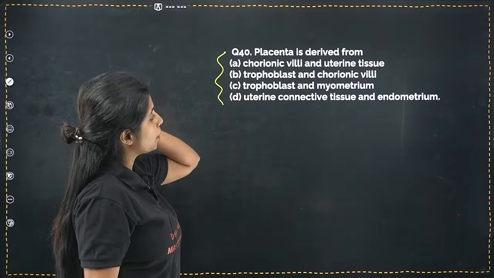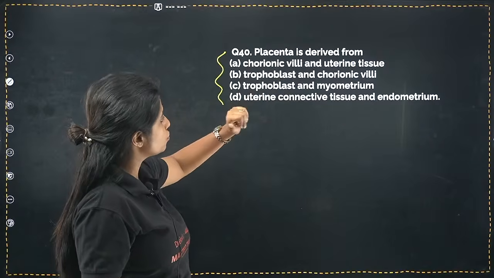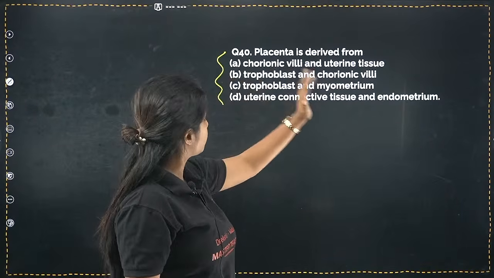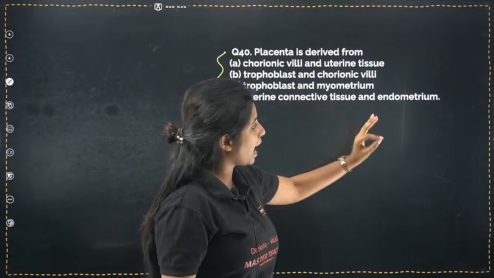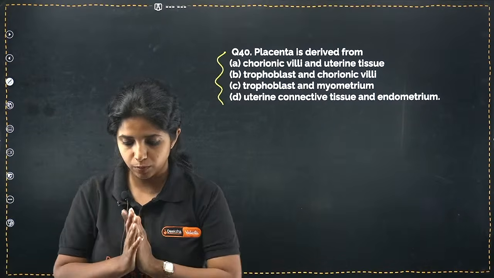So placenta is derived from what? Chorionic villi and the uterine tissue, trophoblast and chorionic villi, trophoblast and myometrium, uterine connective tissue and endometrium. What do you think is the answer for this particular question?